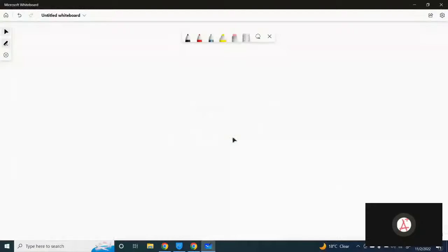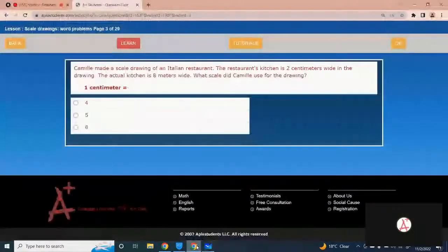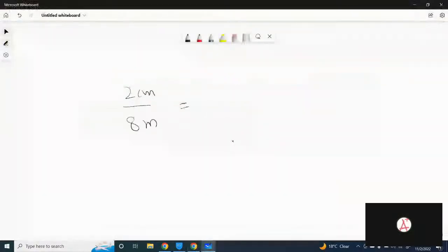scale actually. Got it? Okay, so the ratio is 2 over 8. It would be 2 centimeters to 8 meters. Got it? So you have to find 1 centimeter to how many meters. So 2 divided by what number makes 1? Because it is a smaller number, that means it is dividing. 2 divided by what number equals 1?